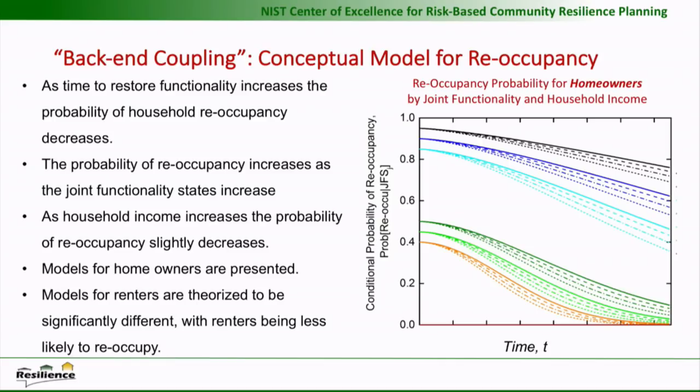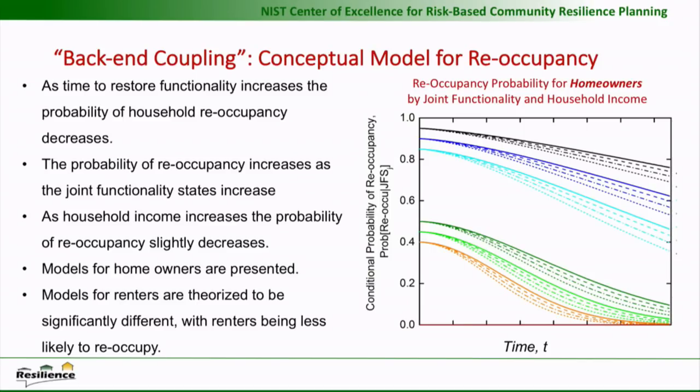We're also including in this one important social vulnerability characteristic, which is income, and in this case, we're theorizing that as income increases, the probability of reoccupancy slightly decreases, whereas households that have more income are likely to wait till the joint functionality has returned to a higher state. We're theorizing here that households with more income have more capacity, maybe, to stay in a hotel or rent another dwelling unit until their pre-event dwelling unit has returned to a high state of functionality.